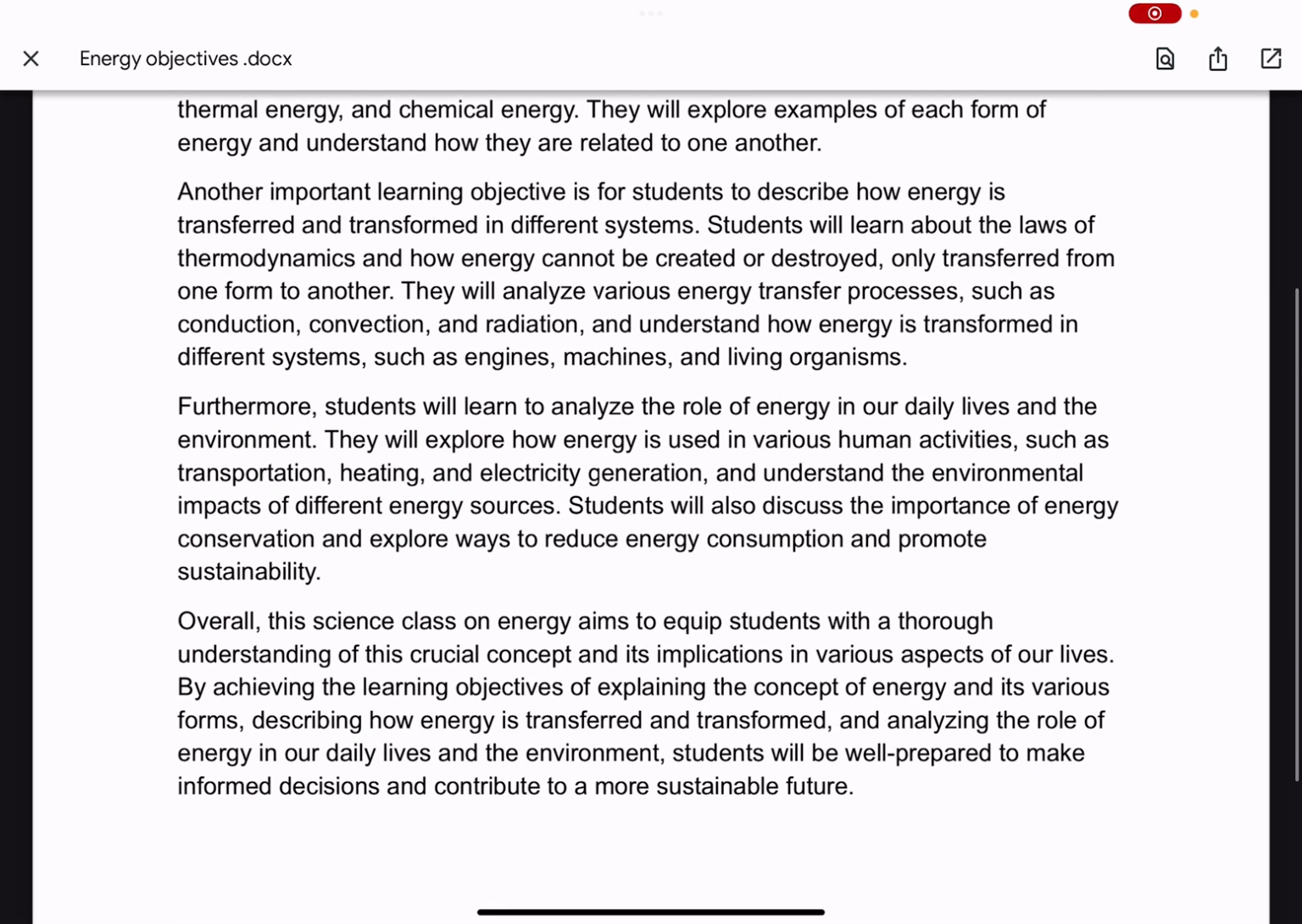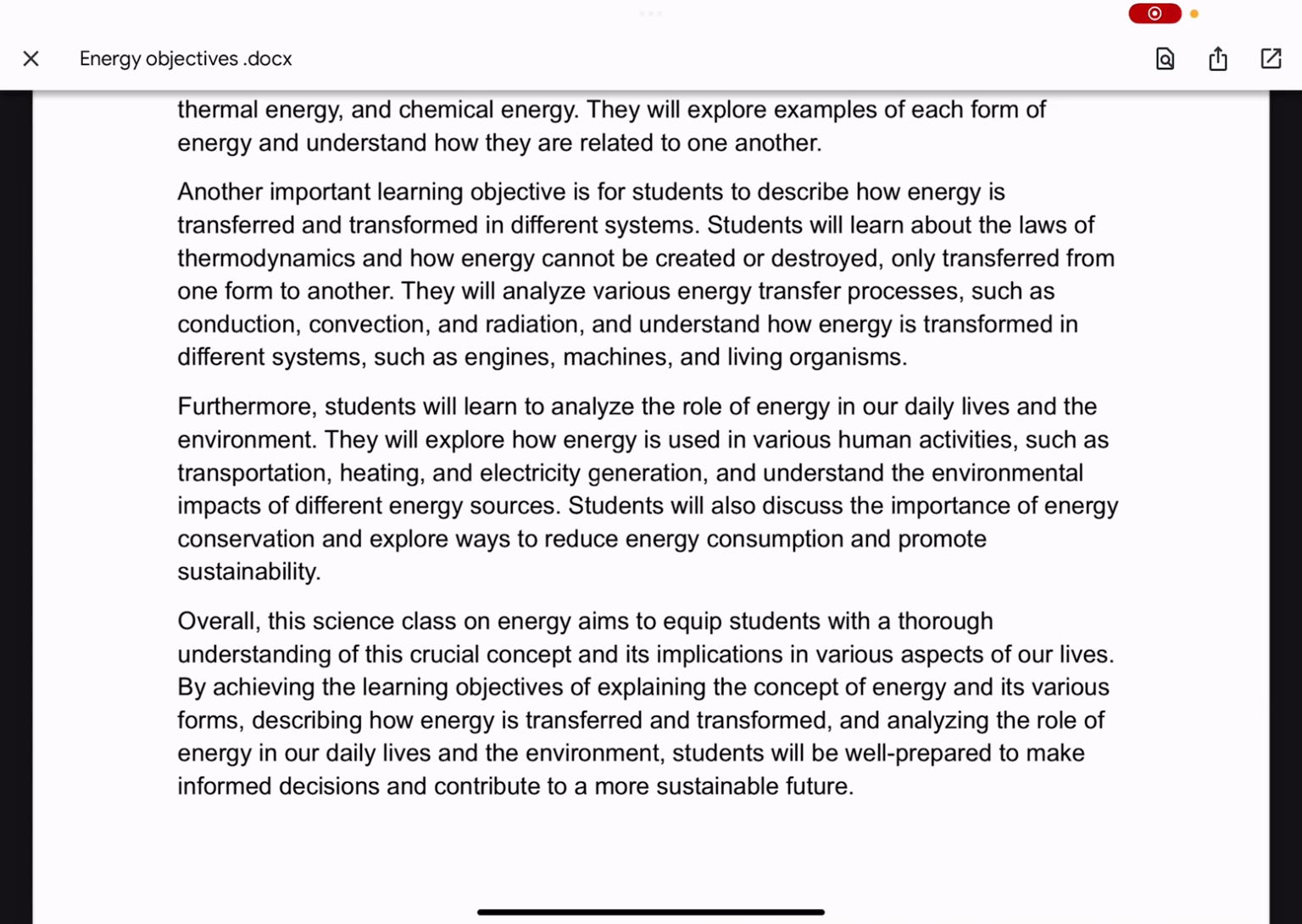Another important learning objective is for students to describe how energy is transferred and transformed in different systems. You will learn about the laws of thermodynamics and how energy cannot be created or destroyed, only transferred from one form to another. You will analyze various energy transfer processes such as conduction, convection, and radiation, and understand how energy is transformed in different systems such as engines, machines, and living organisms.